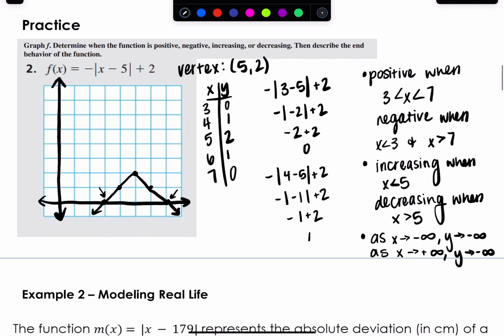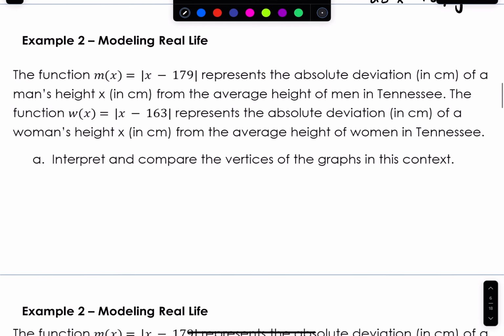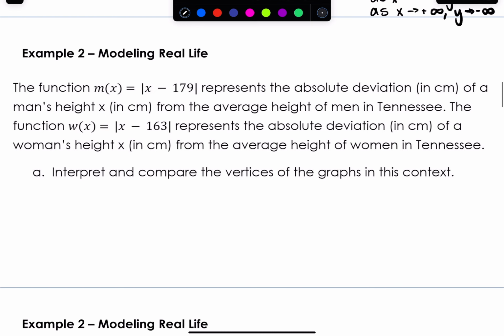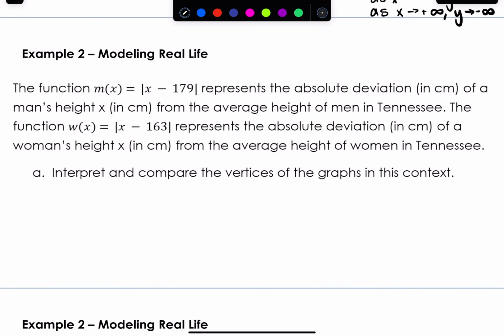Okay, example 2, modeling real life. So we have this function here. Before we talk about this example, I've got to explain a little bit just in case you don't remember or have never learned it. Absolute deviation, you might want to make a little note. Absolute deviation just means how far a point is from the average.